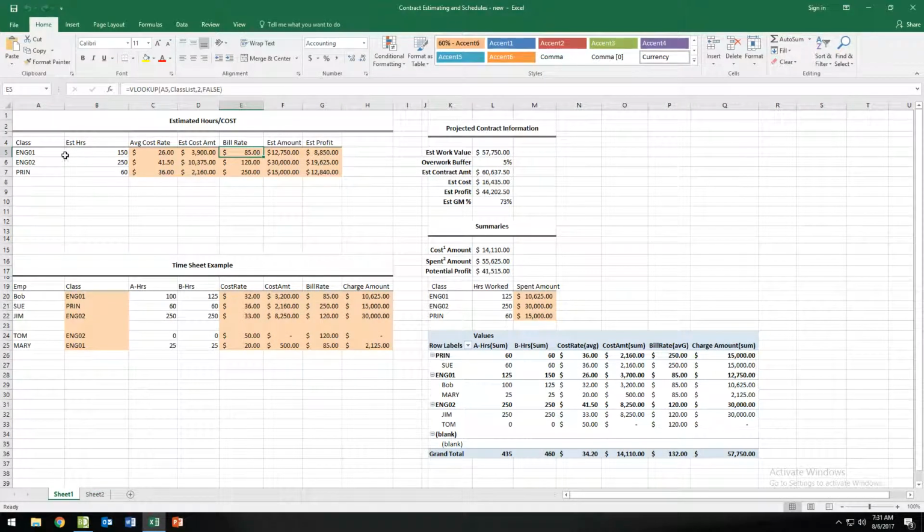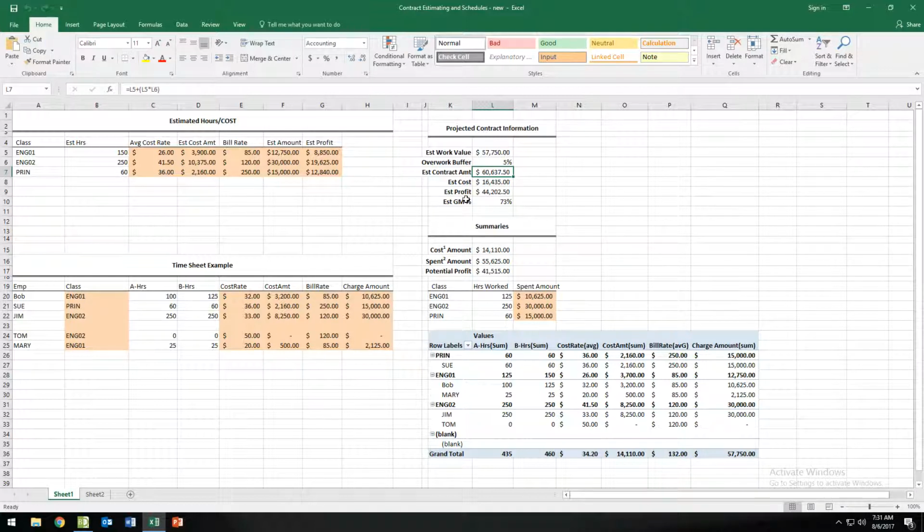So I've done all this simple stuff here, and I can go back into my sheet 1, and I can say for this job, I know engineer level 1 should be a billing about 150 hours, engineer level 2 is about 250 hours, and the principal is about 60 hours. And then I can literally with just that information, I can get an estimated amount for each type of class, and I can get an estimated work value with an overwork buffer. We'll explain that later, about 5%.